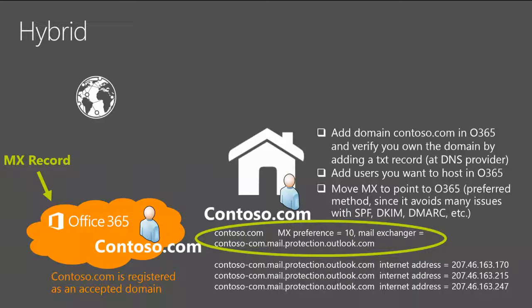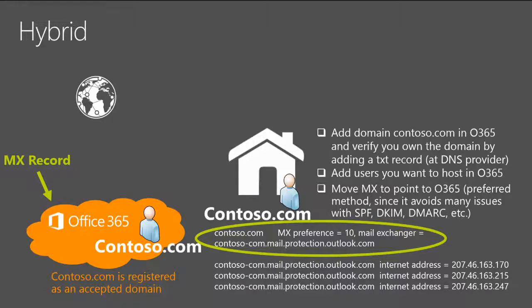It actually points to contoso-com.mail.protection.outlook.com. With that particular address, you could get multiple IP addresses associated with it. These IP addresses are region-specific. So if you're coming in from North America, you would get North America IPs. If you're coming in from Europe, you'd get European IPs and so on. So you do get region-specific routing for your mail.